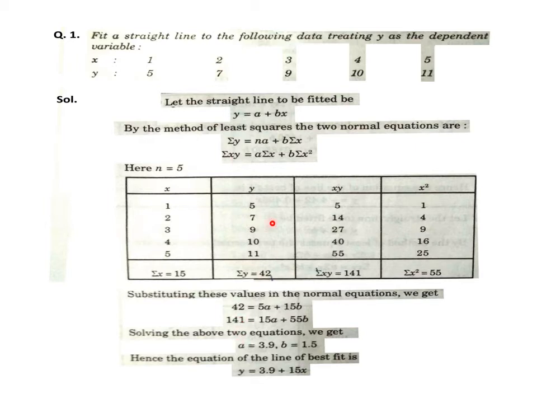So 141 equals 15a plus b into sigma x square, which is 55, so 55 into b. That is, we created these two equations finally in two unknowns a and b, and if we solve these two equations algebraically we will get the values of a and b. a equals 3.9 and b equals 1.5. Thus, by substituting these values of a and b in the equation y equals a plus bx, the final straight line fitted over the given data is y equals 3.9 plus 1.5x, where the value of b is 1.5.